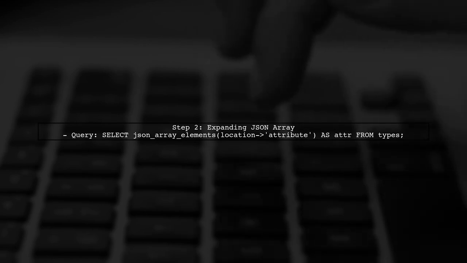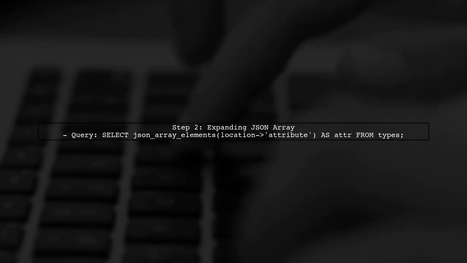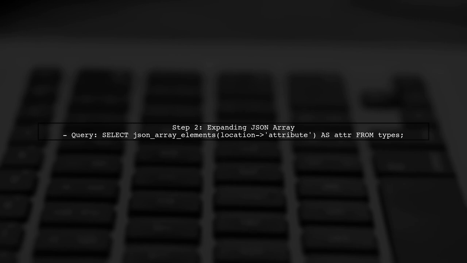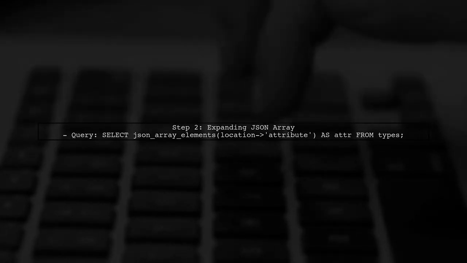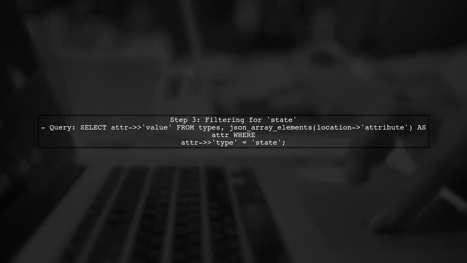First, we will use the JSON array elements function to expand the JSON array into a set of rows. This allows us to access each element individually. Next, we will filter these rows to find the one where the type is state. We can do this using a where clause.